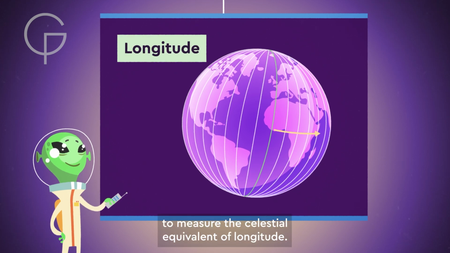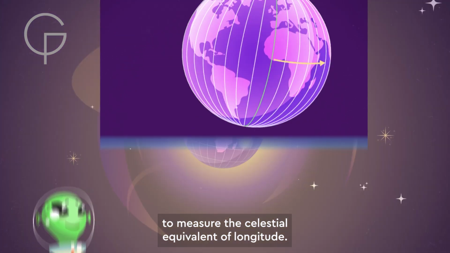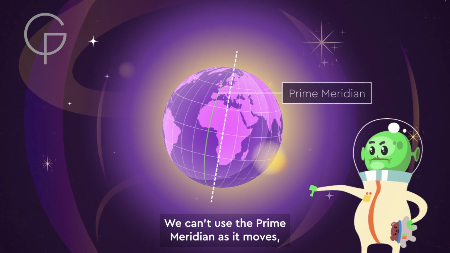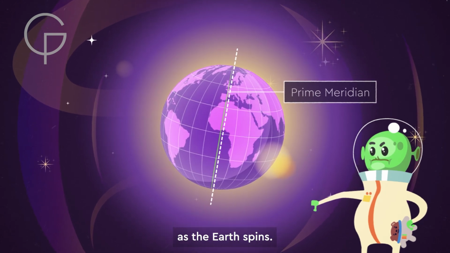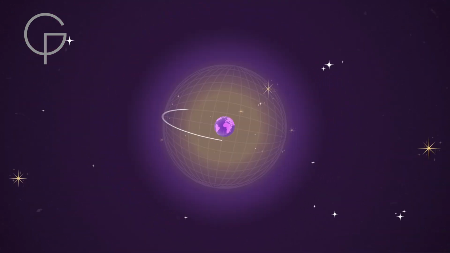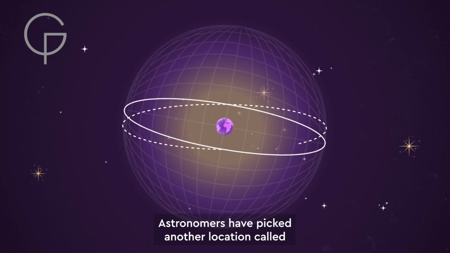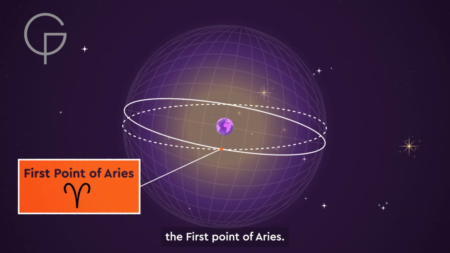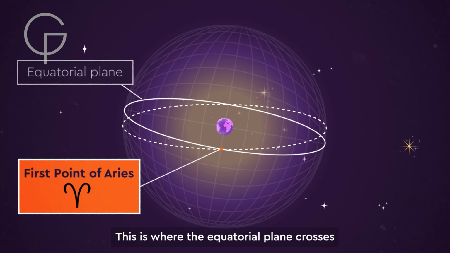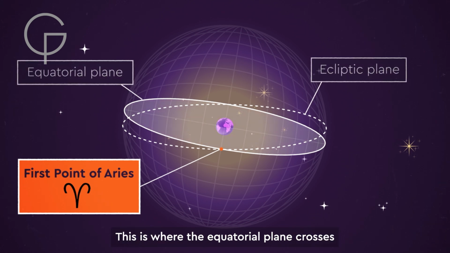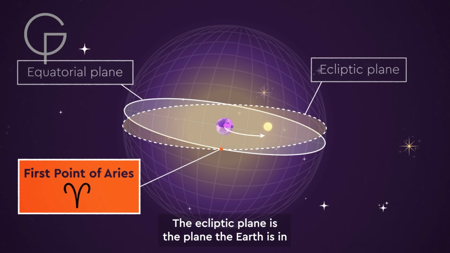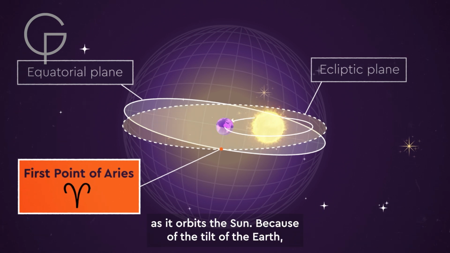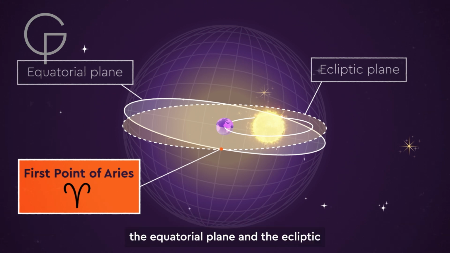Now we need to measure the celestial equivalent of longitude. We can't use the Prime Meridian, as it moves as the Earth spins. Astronomers have picked another location called the first point of Aries. This is where the equatorial plane crosses the ecliptic plane. The ecliptic plane is the plane the Earth is in as it orbits the Sun. Because of the tilt of the Earth, the equatorial plane and the ecliptic plane are different, but they cross.